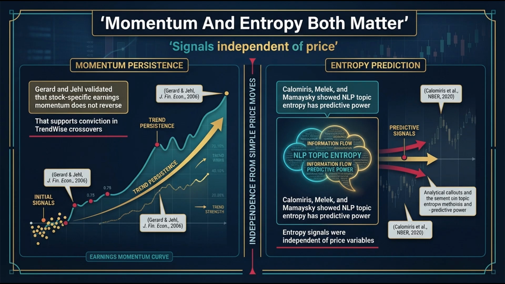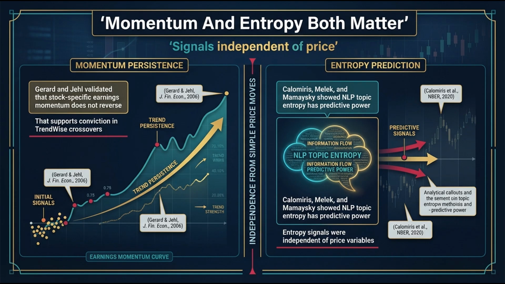Fourth, Calamaris, Melik, and Memaisky utilized advanced natural language processing to map topic entropy across vast datasets. The NLP entropy layer. Right. They effectively trained algorithms to read millions of earnings transcripts and news articles to measure how many different topics were driving a stock. They concluded the NLP topic entropy predicts future market volatility and regime shifts entirely independent of historical price action. It predicts without needing the price data.